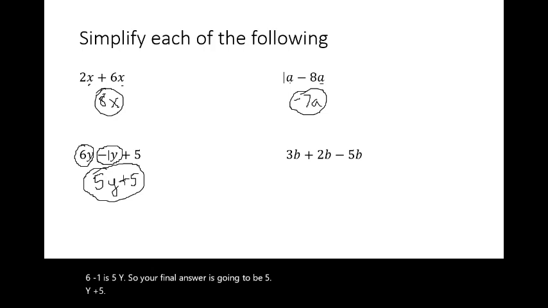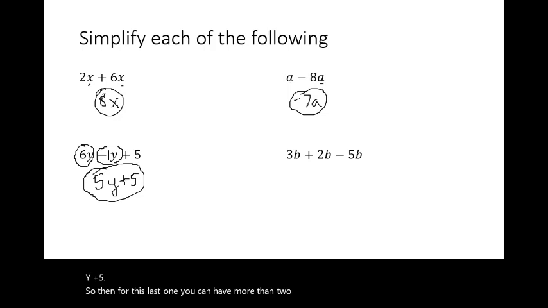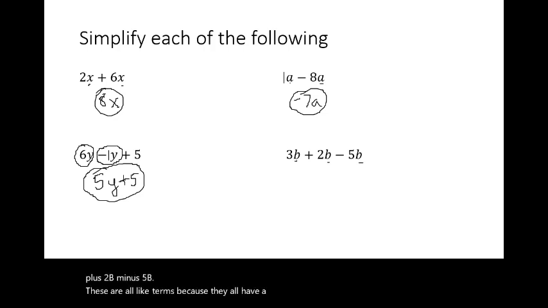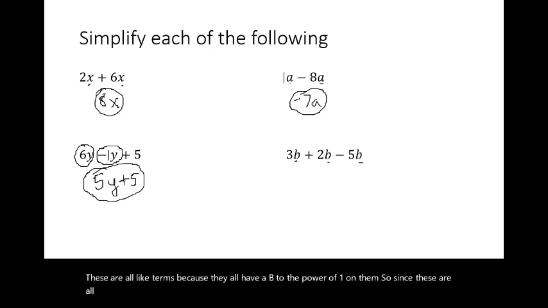So then for this last one, you can have more than two terms that are all considered like. So 3a plus 2b minus 5b. These are all like terms because they all have a b to the power of 1 on them. So since these are all like terms, you can combine all of them.